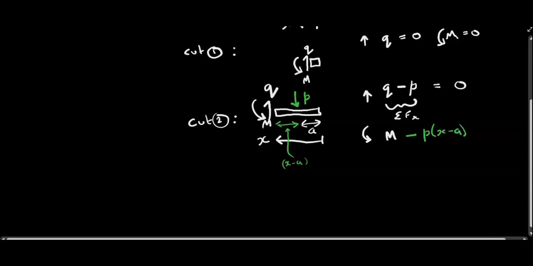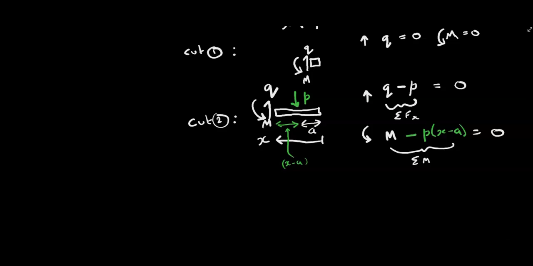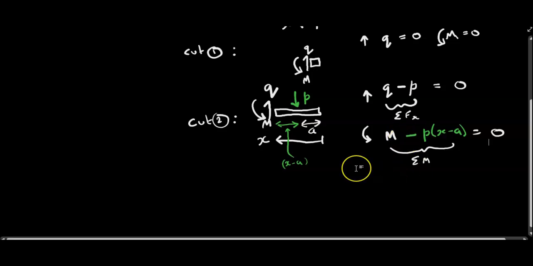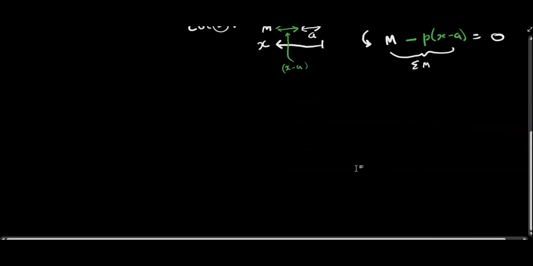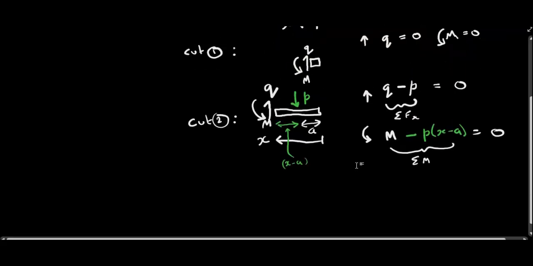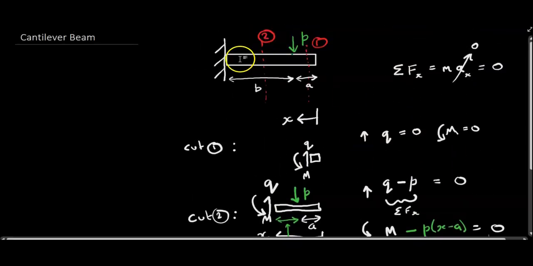This bit here is us summing up the moments this time, the moments about the cut, and they have to equal 0 in order to maintain equilibrium. So we have our two equations there which show us how the shear force and bending moments are distributed along the beam. We're now going to draw some shear force and bending moment diagrams for you. So we'll scroll back up so we can remind ourselves we've got the beam there cut at positions 1 and 2.